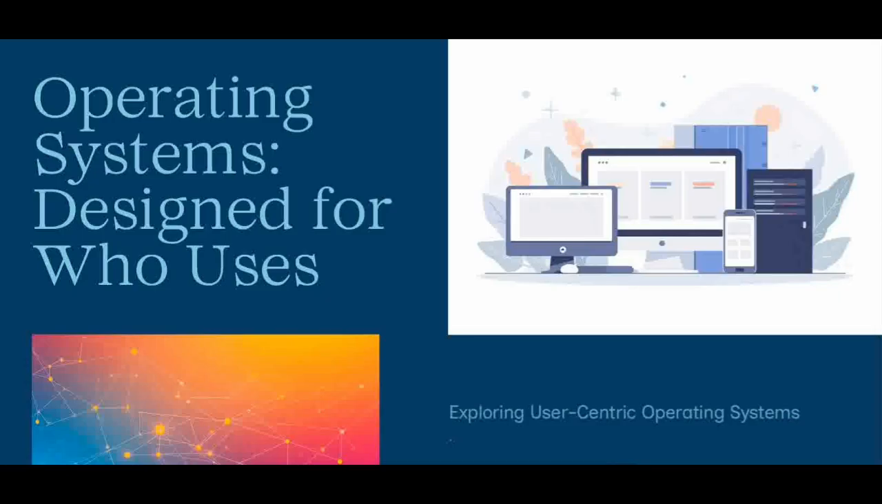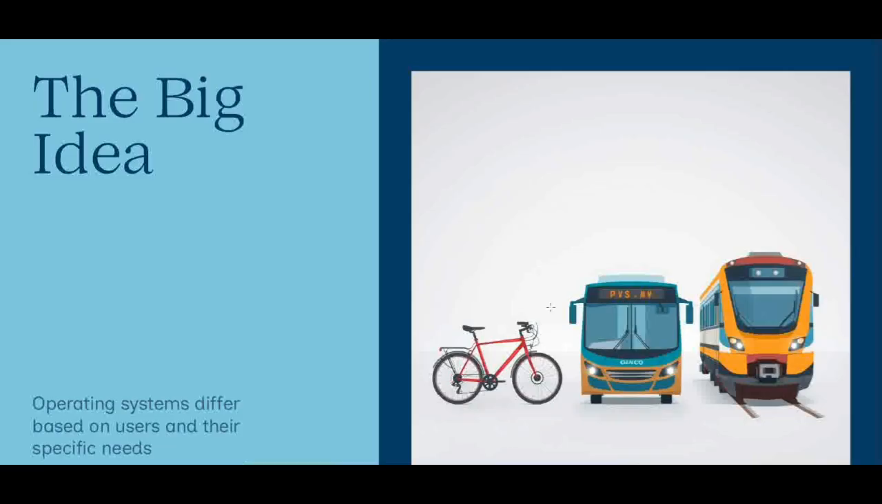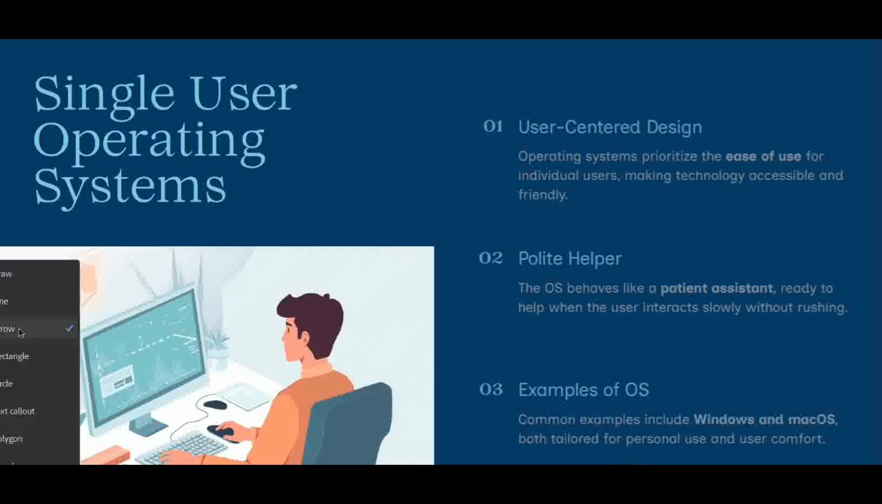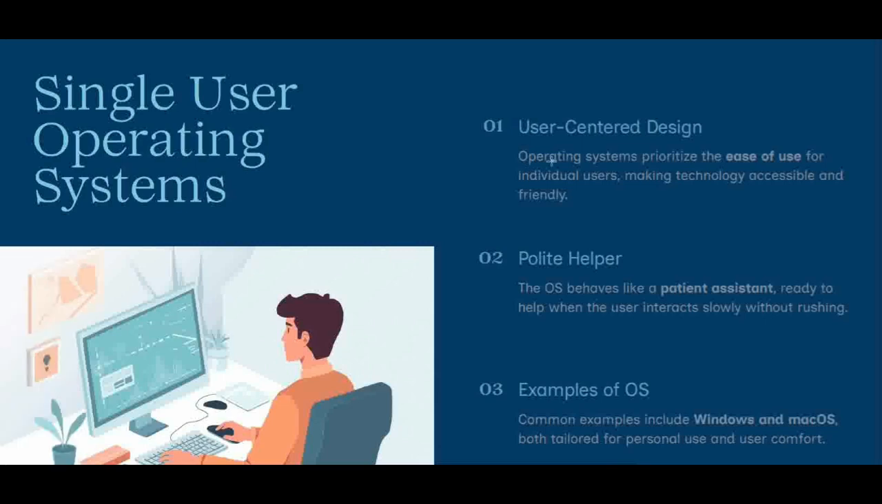Just like a bicycle, a bus and a train are all vehicles but are designed differently because they serve different people and purposes. Imagine you're using a single-user personal computer, sitting alone at a desk with a screen, also called a monitor, a keyboard, and a mouse. This computer is yours alone, and you are the only person using it. You're typing slowly, you click slowly. Sometimes the computer waits for you to do something.